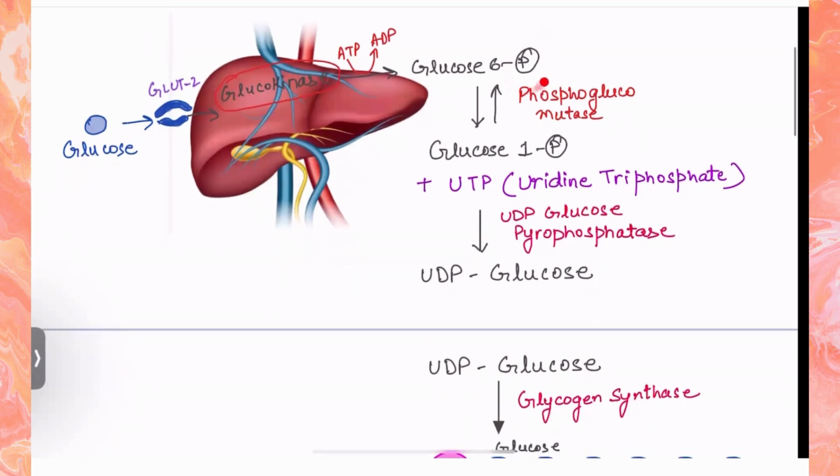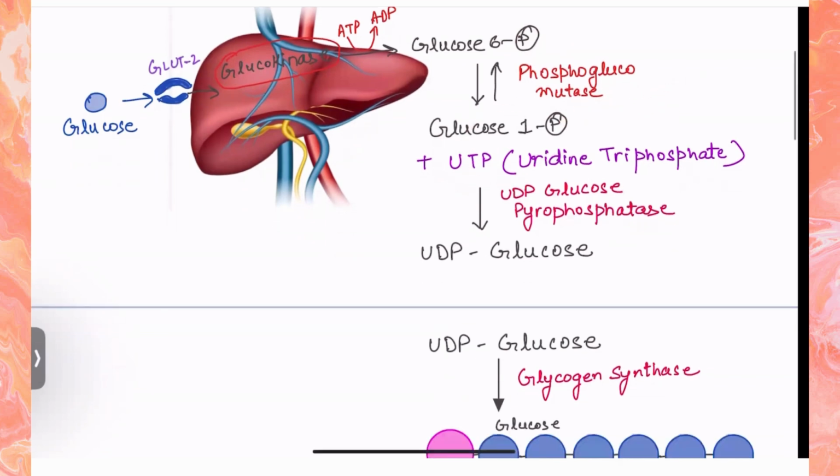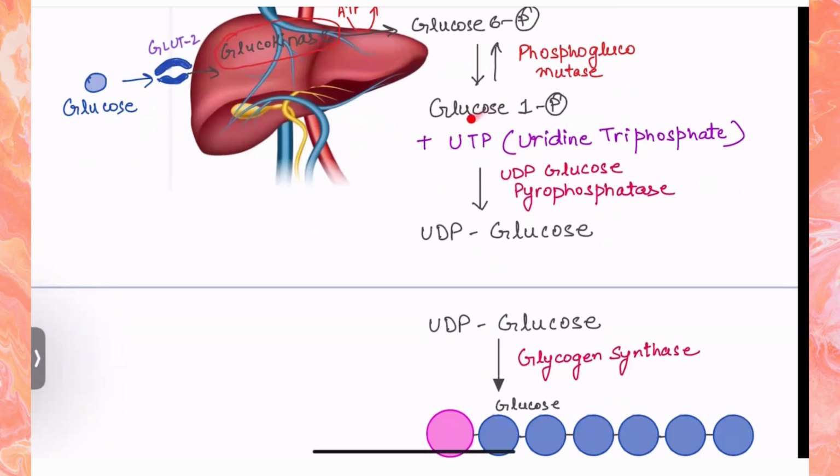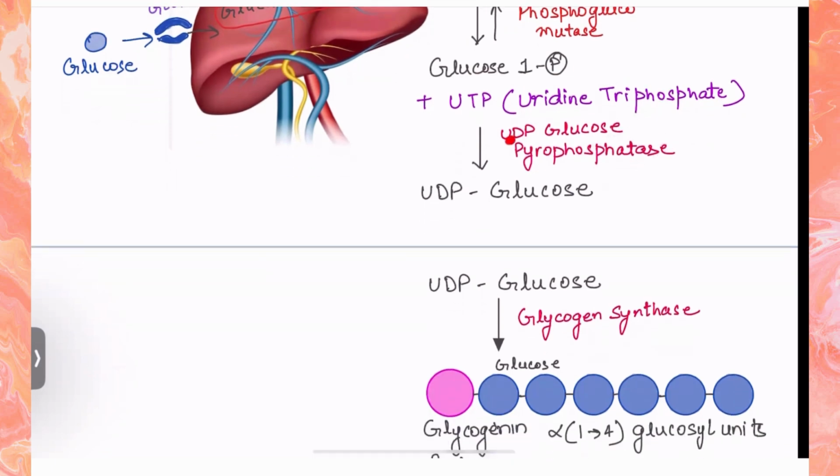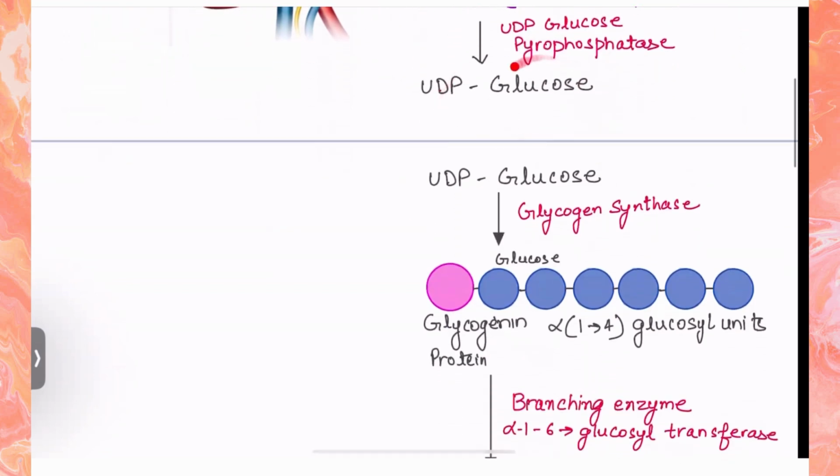This glucose 6-phosphate can convert to glucose 1-phosphate with the help of the enzyme phosphoglucomutase. Glucose 1-phosphate then combines with UTP, that is uridine triphosphate, a nucleotide. And with the help of the enzyme UDP glucose pyrophosphorylase, UDP glucose is formed. This UDP glucose, with the help of the enzyme glycogen synthase, combines with the glycogenin protein.